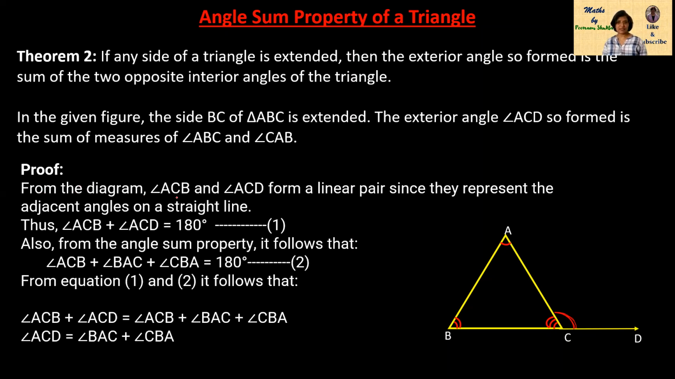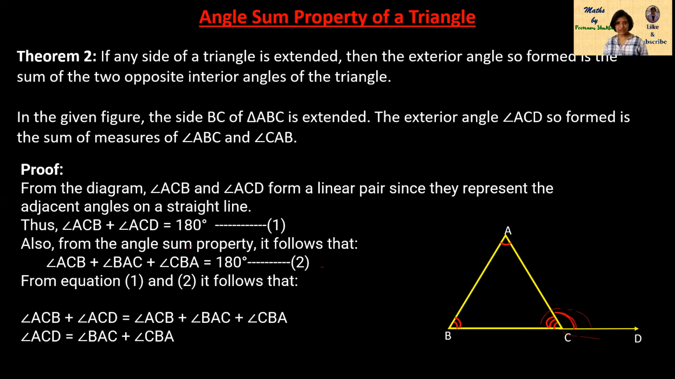From the diagram, we can find that these two are a linear pair of angles, so the sum of these two angles will make 180 degrees, right? We have written here angle ACB plus angle ACD equals 180. And from the angle sum property, which we just proved in theorem 1, angle plus angle plus angle equals 180 degrees, which I have written here. So this is equation 1 and this is equation 2.